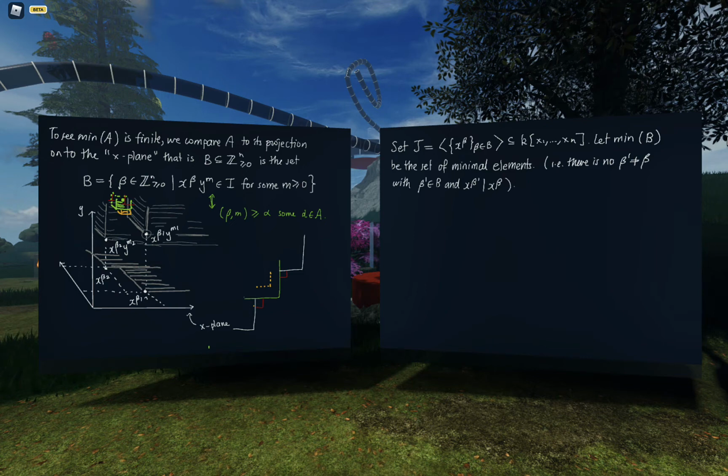Okay, so what's the relationship between min B and min A? So I want you to note, first of all, that minimal elements, we already discussed this actually, this came up naturally, that was nice. Minimal elements of A may not project to minimal elements of B.